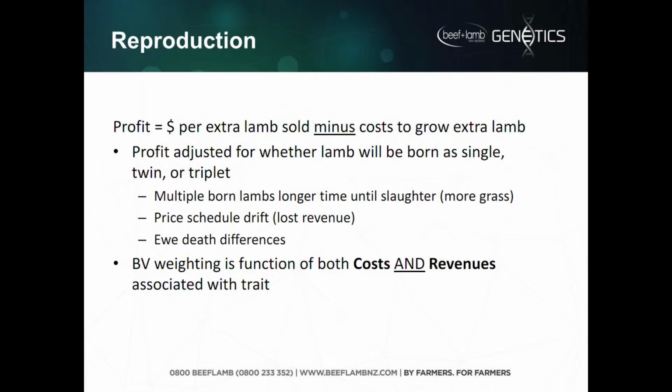And there's also, if you have triplets, it's pretty hard on the ewes, and their death rate goes up. So when we work out the economic value that we're putting on things, we have to look at those 3 carcasses, but also look at the cost of production.